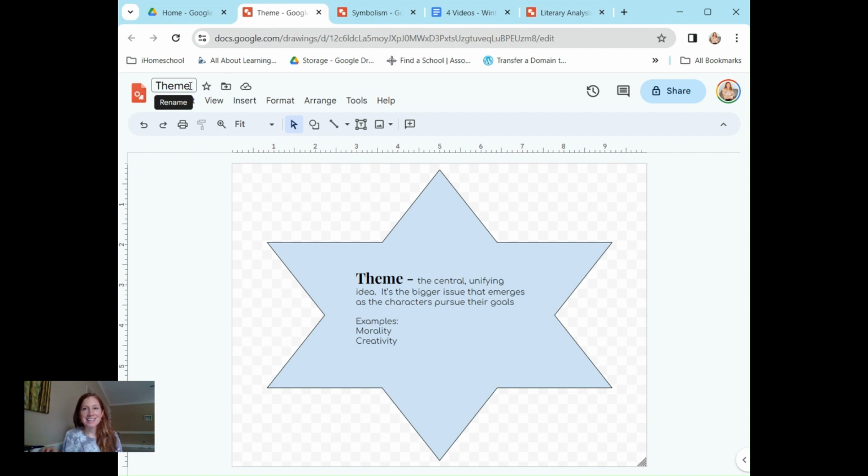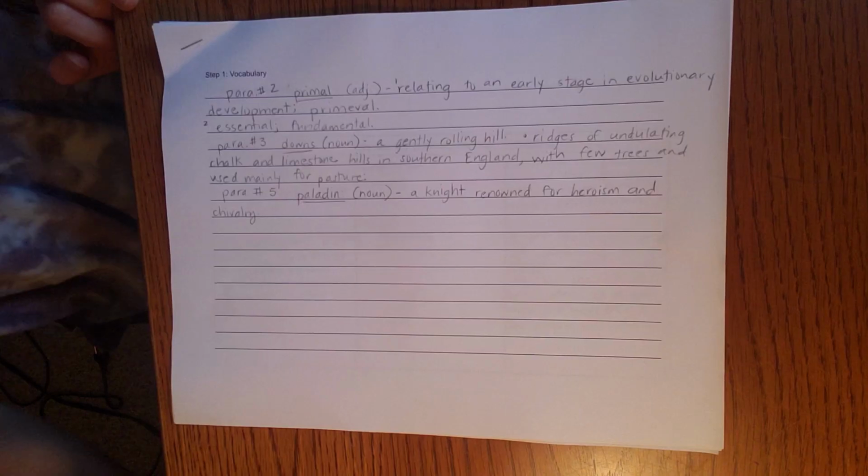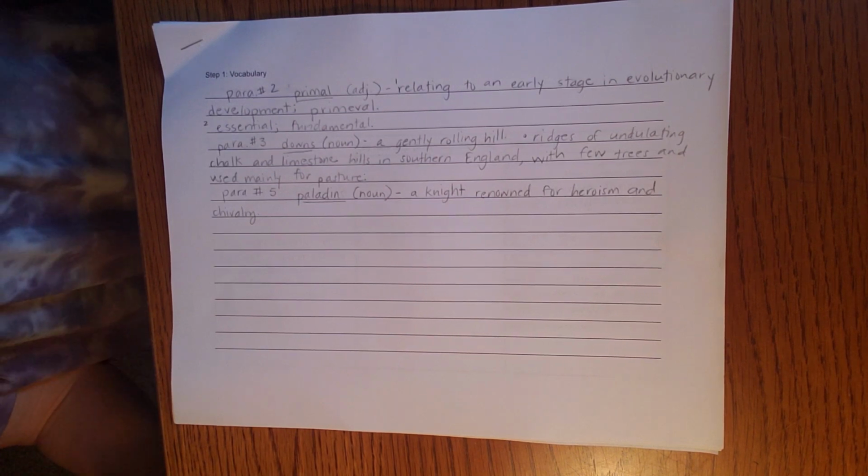Chesterton touches on in this essay. So those are just two things I wanted to bring to your attention before I dive in and show you my work and my thinking. Okay, so I'm going to break it down for you.